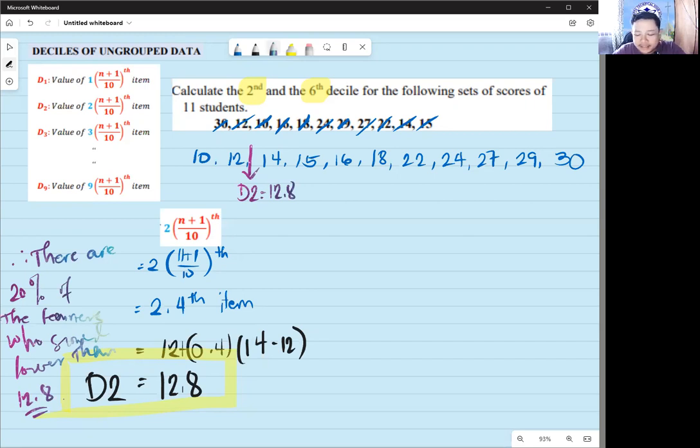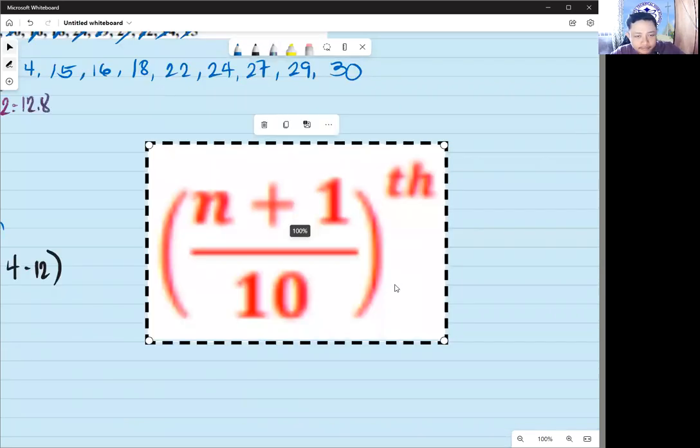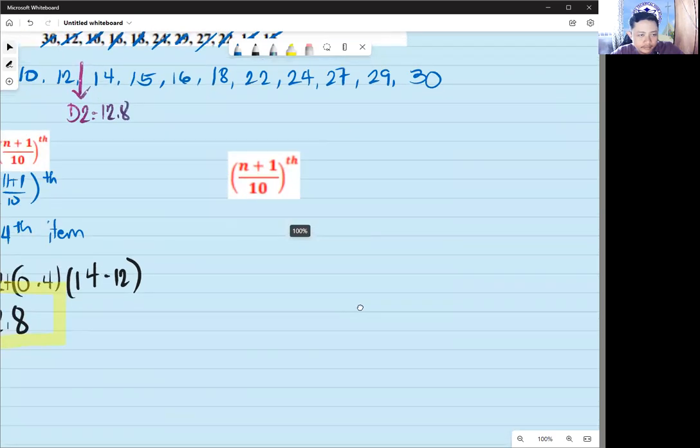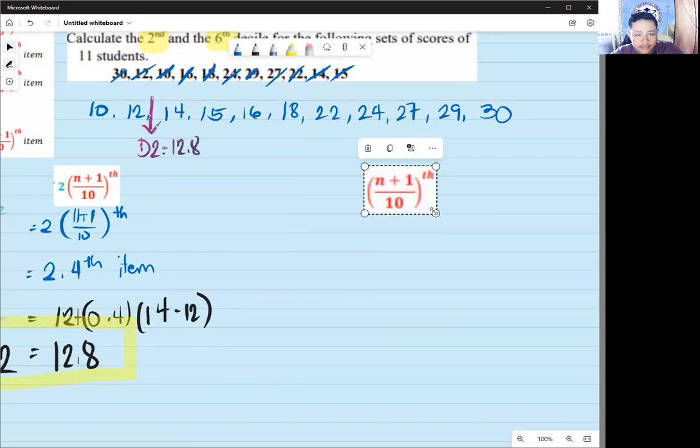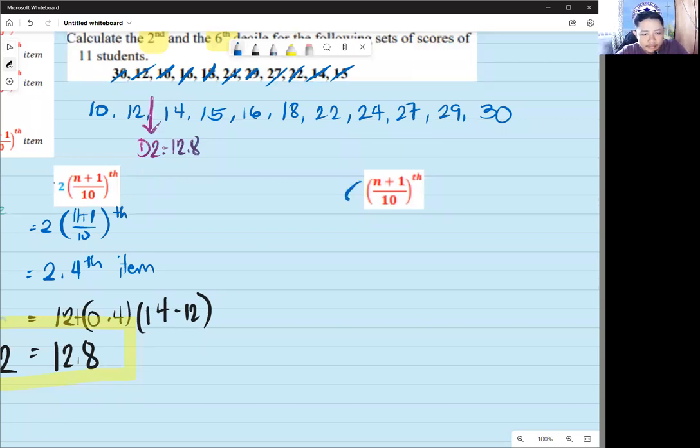Now, this time is the sixth decile. For the sixth decile, instead of the 2 here, we will be changing it to the sixth. Okay, so everybody, let's do this. For the sixth decile, we just have to multiply by 6 here. By substituting, what will be the number of item for the sixth decile? Press it in the calculator, please.